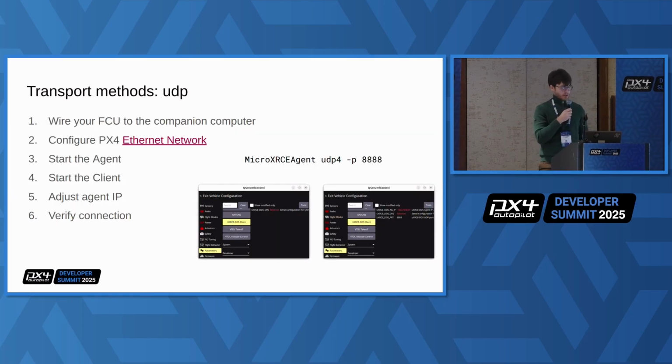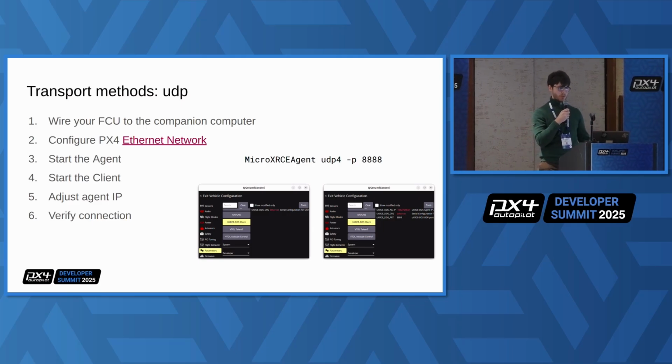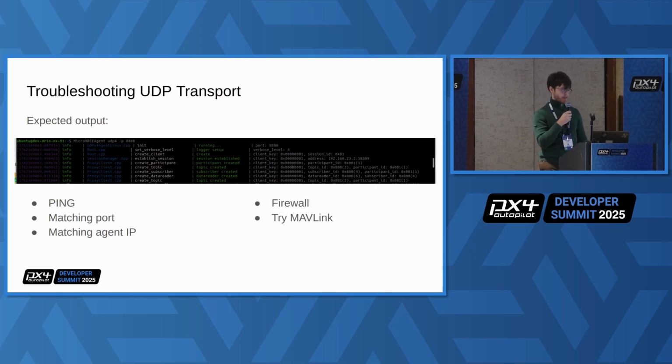For UDP it is very, very similar. Wire them up via direct connection to a switch or a router. Configure PX4 Ethernet. We have extensive documentation on how to do that. Start the agent again, just agent UDP4 and the port where it's listening. Start the client. First set it to Ethernet mode, then you reboot it. You'll now be able to control the IP and the port. You modify that and you reboot again, and then you verify the connection.